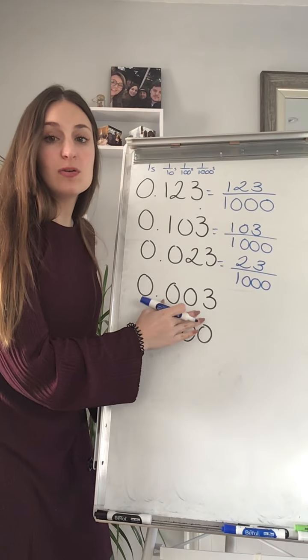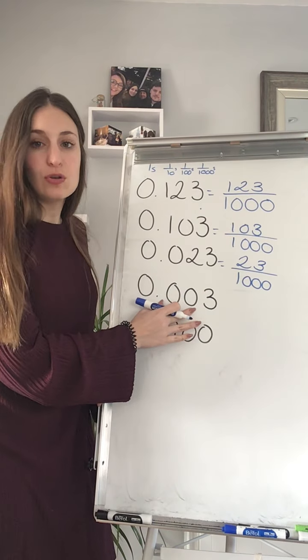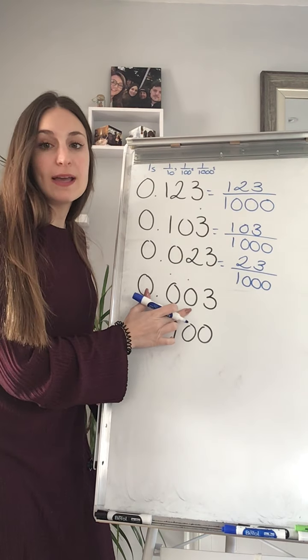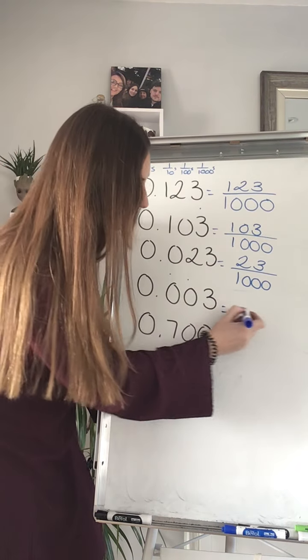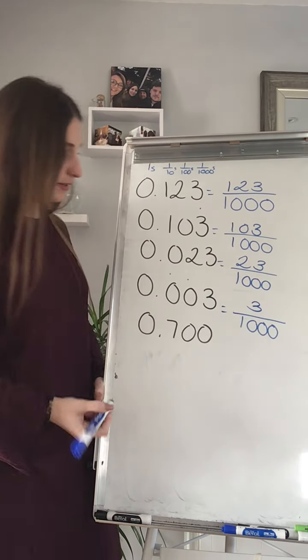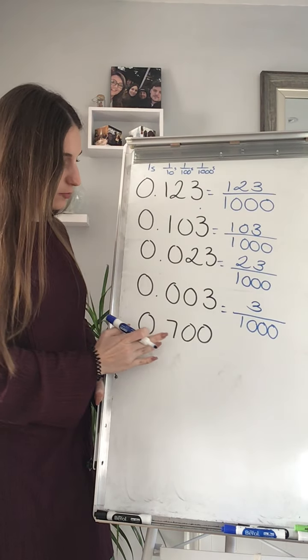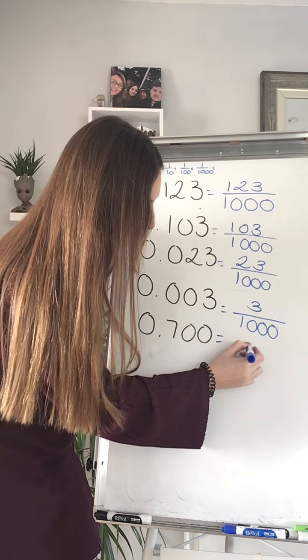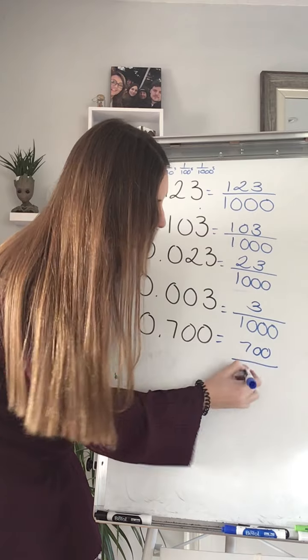Let's go for the next one. Although I have zeros, they are on my left, so they mean something. They are placeholders of my tens and of my hundreds, and I do only have 3 thousandths. And my last one, 0.700. I can have then 700 thousandths.